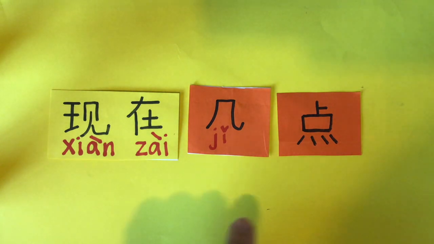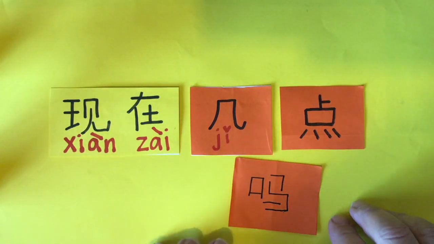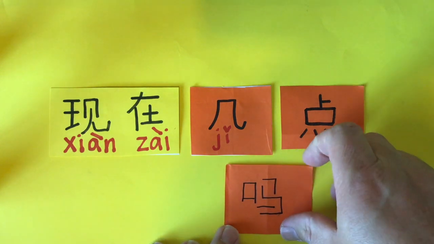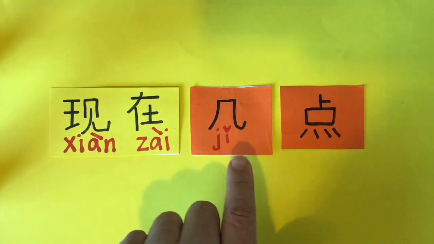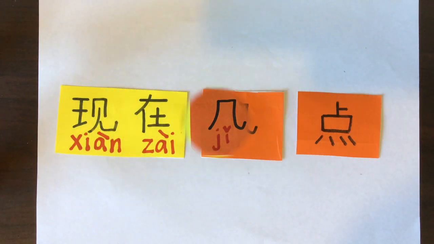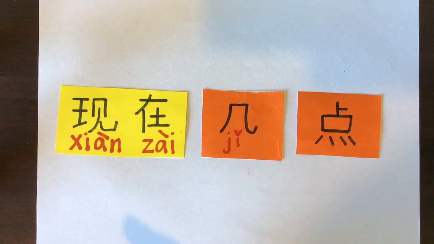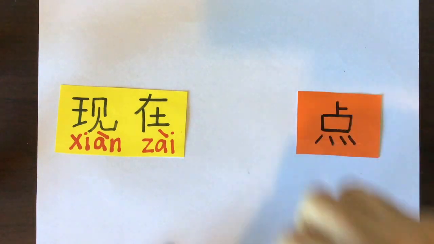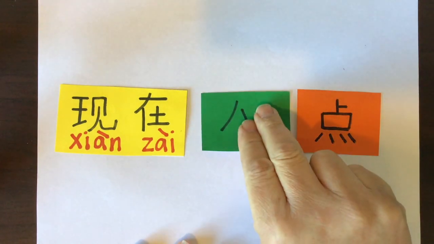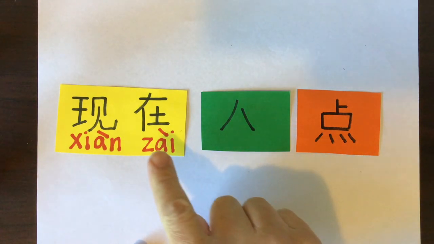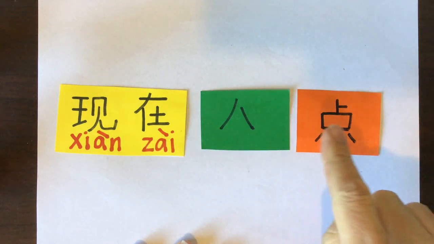The answer is, there is none. This is because the function of ma is just to turn a statement into a question. In this case, there is a question word already here, which is ji. Now, if we were going to turn this into a statement to say what time it is, all we need to do is replace ji for a number. So now we have 现在8点, which is right now it is 8 o'clock.